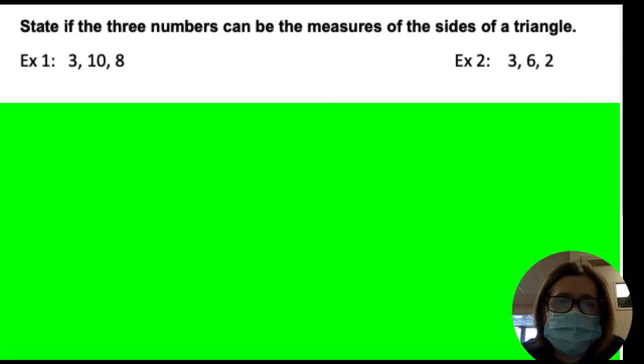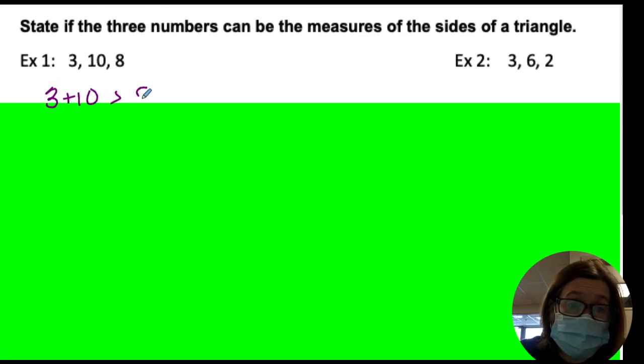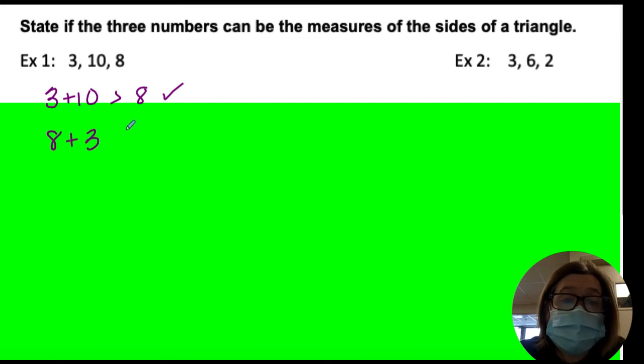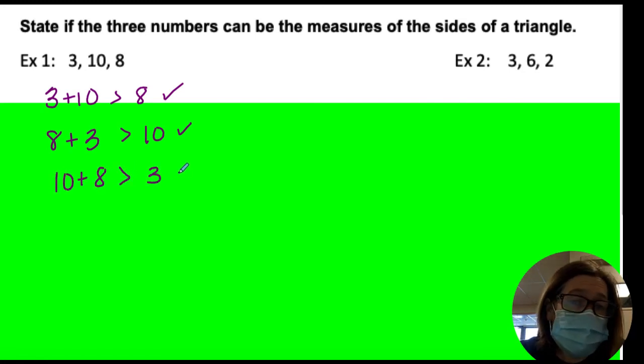All right. State if the three numbers can be the measures of the sides of the triangle. I'll say we have to make sure that all of the inequalities work. So 3 plus 10 is greater than 8, so true. 8 plus 3 is 11, so greater than 10, that works. And obviously 10 plus 8 is greater than 3, right? That's going to happen if the first two work. So yes, a triangle can have side lengths 3, 10, and 8.